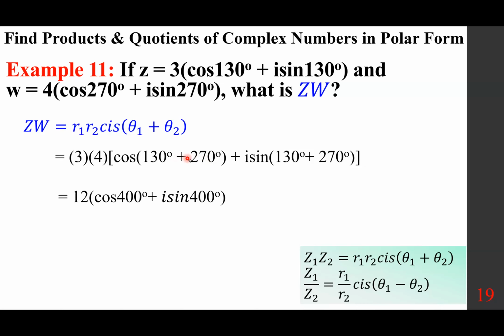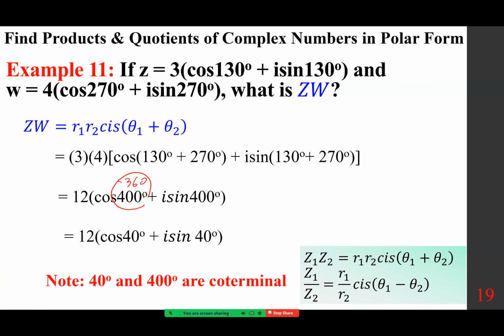Now I can subtract 360, because it's a complete revolution plus 40 degrees. So I changed the 400 to 40 degrees, because 40 and 400 degrees are coterminal.